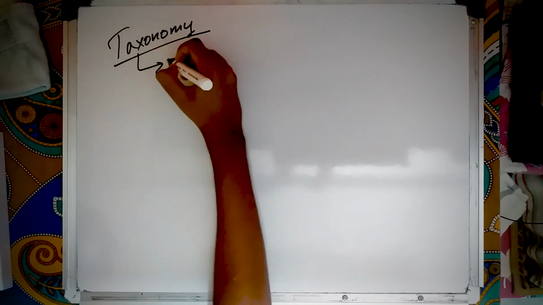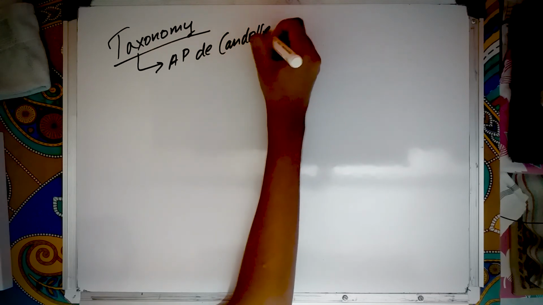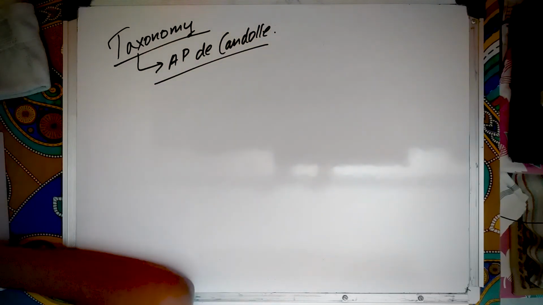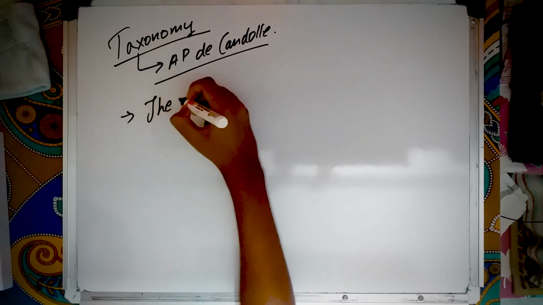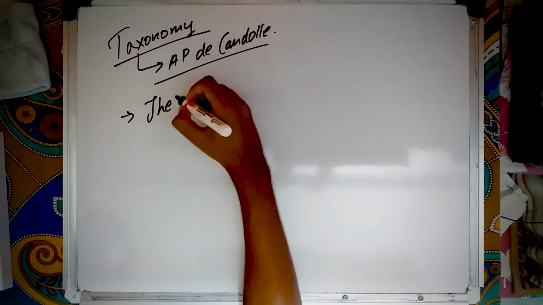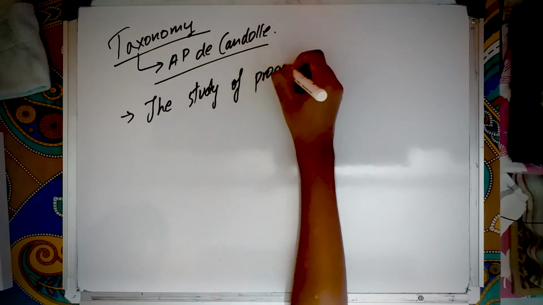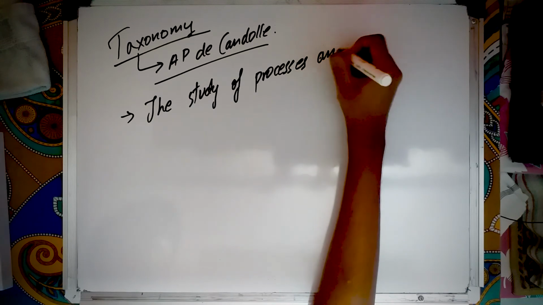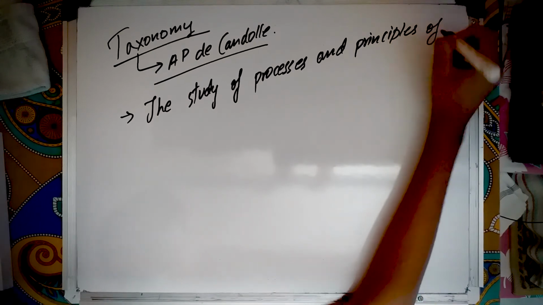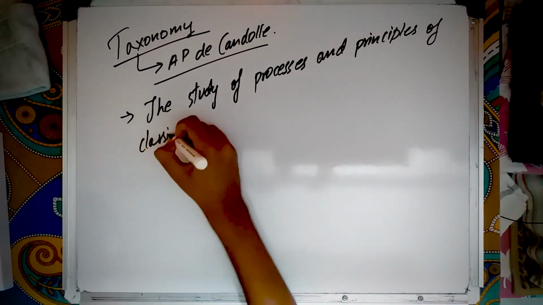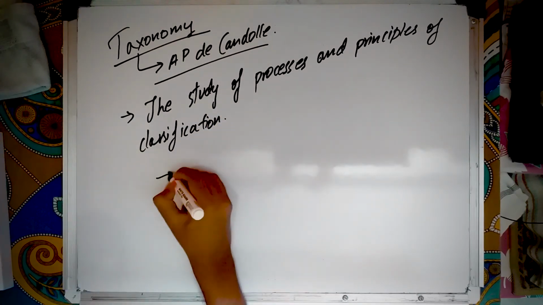This term is given by A.P. de Candolle. Remember this name, this is important. Taxonomy means the study of processes and principles of classification. And there are three types of taxonomy, that is alpha, beta.